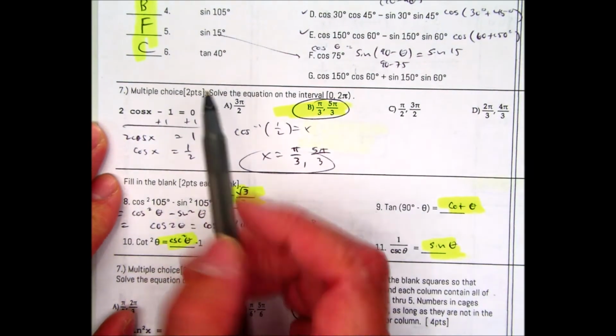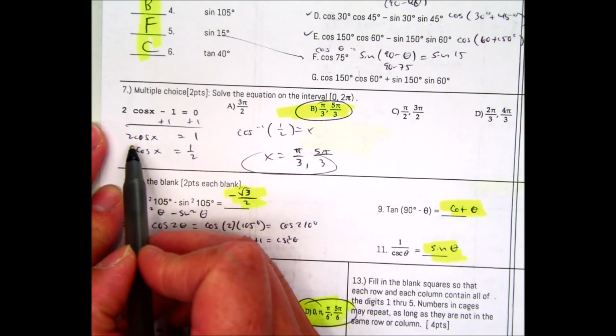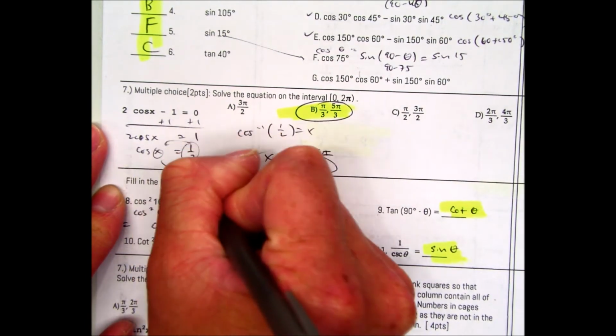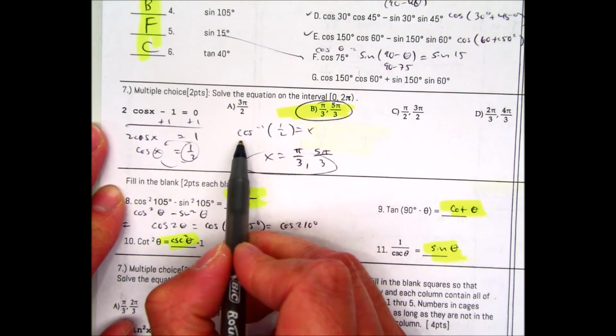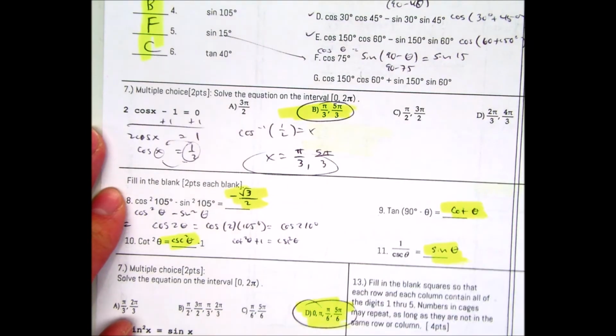Question number 7, multiple choice, solve on the interval 0 to 2 pi. Add 1, divide by 2, cosine of x equals 1/2. Switch those, you're taking the inverse. Where on your unit circle is cosine 1/2? That's 2 places, that's pi over 3 and 5 pi over 3.